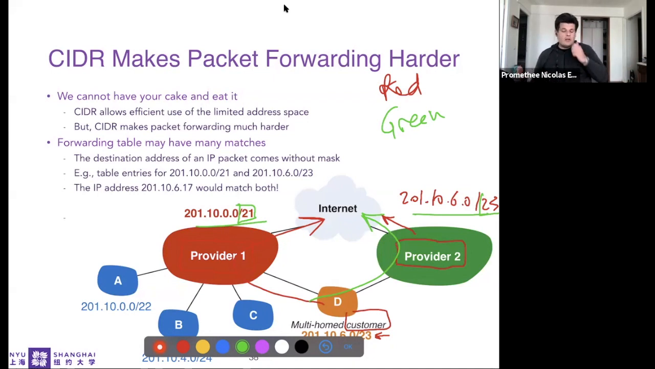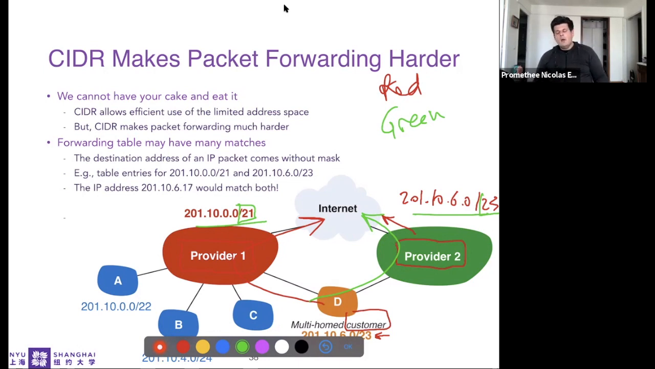Okay? So once again, if I get into the table and this is my destination, I'm going to check all the entries. Those ones share the same prefix. So those two are candidates. This one has a longer matching prefix. I'm going to use this one. And that's the red one. No, that's the green one. Oh, my God. It's the green one. All right. That's the way it is.